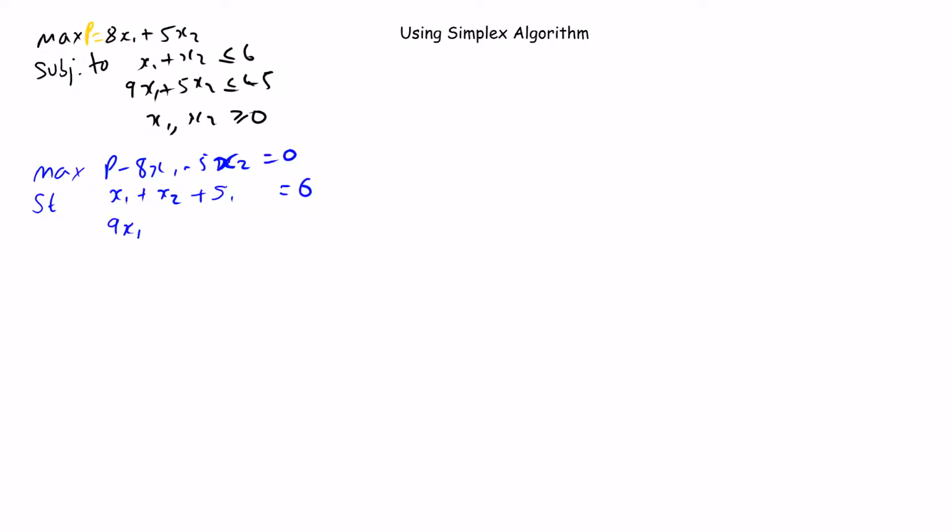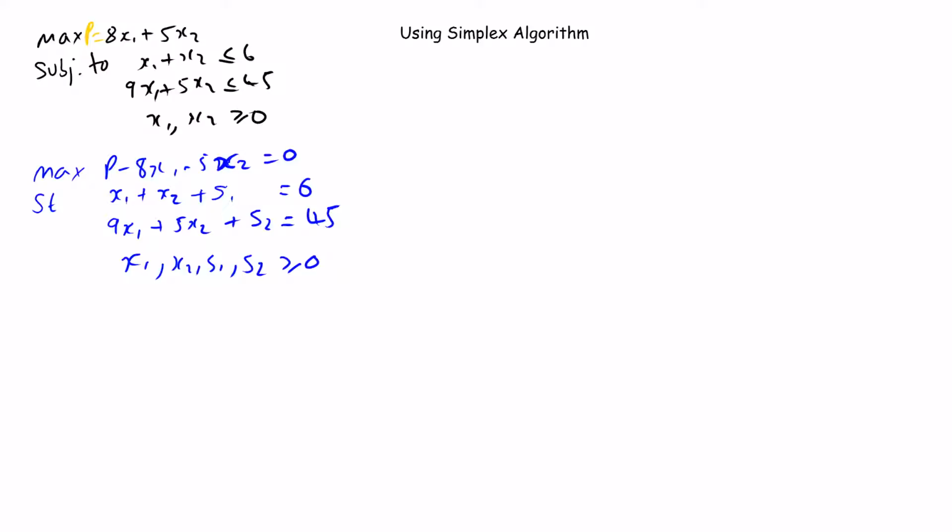We can then do the same with the other constraint. This time we're going to add s2, and then x1, x2, s1 and s2 are all non-negative. So now we can put this into a tableau.